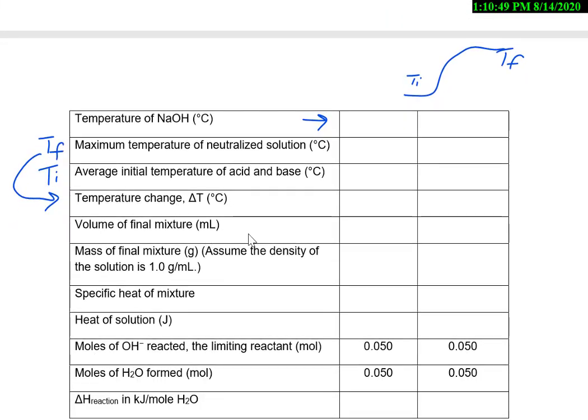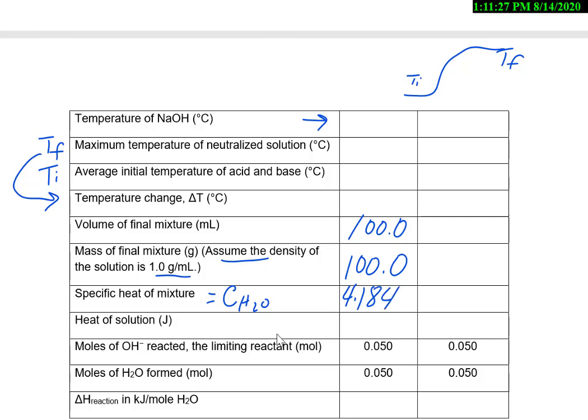Now volume of final mixture, we already said we used 50 and 50. So we know that the total is going to be 100.0. And here what this is telling us is that the solution has a density of 1 gram per milliliter. So if we have 100 milliliters of solution and our density is 1 gram per milliliter, that means we can also safely assume that we have 100 grams of solution. We're also making the assumption that the specific heat of mixture is the same as the specific heat of water. So this is going to be 4.184.